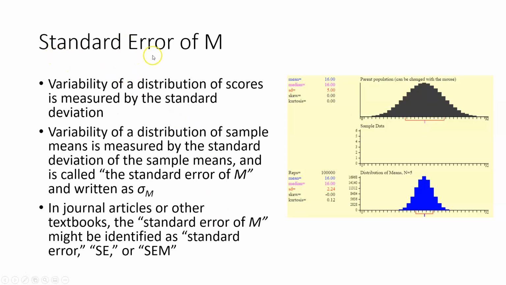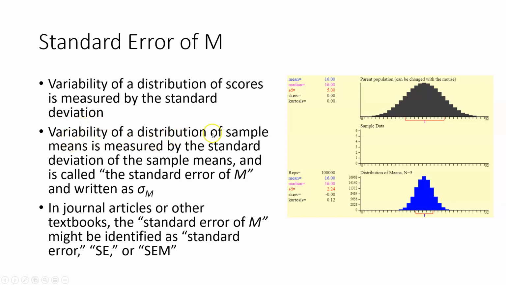The next concept we need to talk about is the standard error of the mean. Variability of a distribution of scores is measured by the standard deviation. You'll recall that from a previous module where we learned that the variability, the differences in scores, is measured by the standard deviation. That if you have a distribution of scores and you want to know how far apart they generally are, how far apart each score falls away from the mean of that sample or that population, that can be defined as the standard deviation, the typical deviation of scores away from the mean.